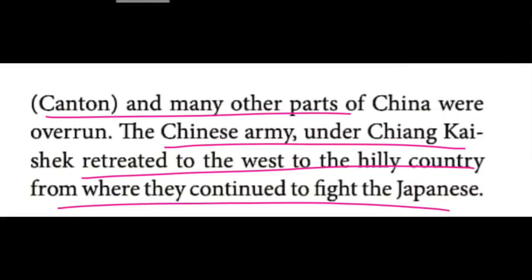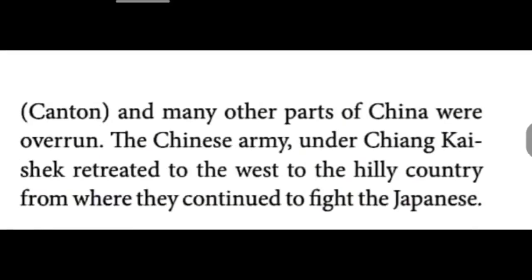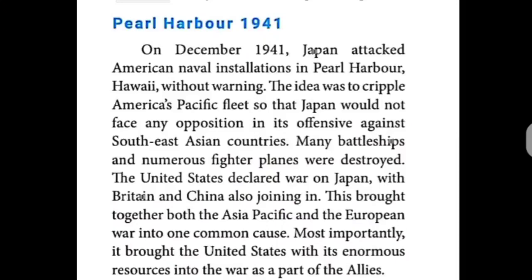So Chiang Kai-shek was the leader of the Chinese army. This personality escaped from the Japanese, and he stayed in the hilly countries, and from there he continuously fought against the Japanese. So that's the thing, children. The next, what is given? The next, it's very, very important, children. Pearl Harbor attack.